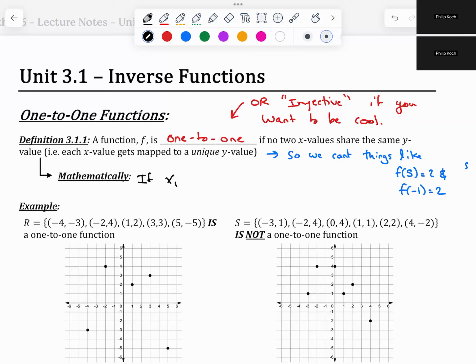If x sub 1 does not equal x sub 2, then f of x sub 1 does not equal f of x sub 2. I could give you the formal definition, which is what we call in mathematics and in logic the contrapositive. And if you want to know more about that, I highly encourage you all to take a philosophy of logic class. It's a very fun class.